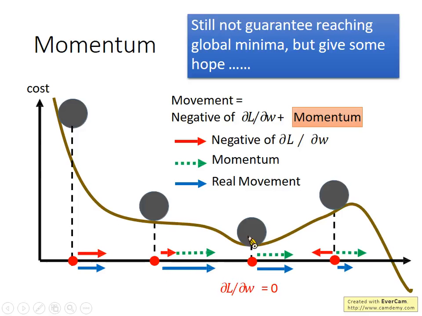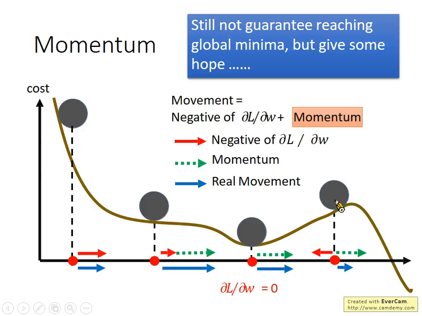Then we move to here, and at this point, the strength of the gradient is equal to 0. In the conventional gradient descent algorithm, we will stop here. But here, because we still have a momentum value, we also try to move this point to the right, and then we have the probability to move toward a higher loss.